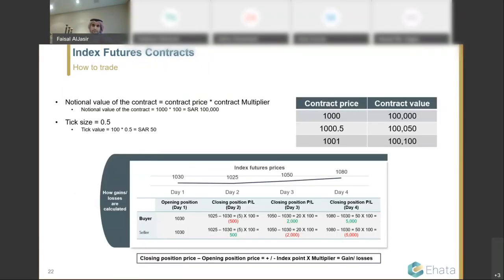So how to trade? First, this is important. We want to go through these examples, and I want to give you a chance to have a look at them for a couple of seconds here, and then we will discuss a bit.